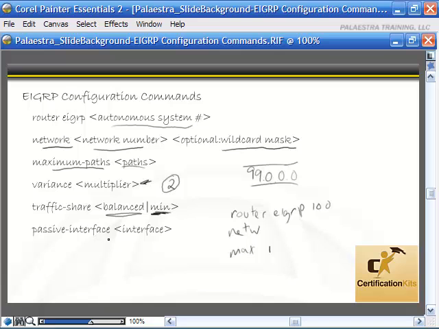Again, just slows down the amount of time it takes for convergence, or speeds up the amount of time it takes for convergence. Faster is better.